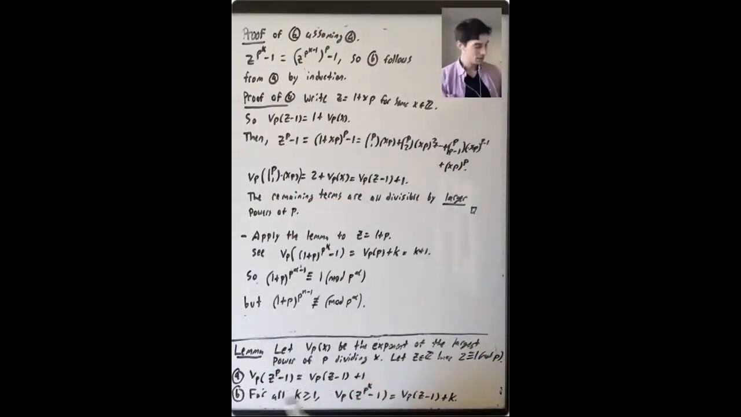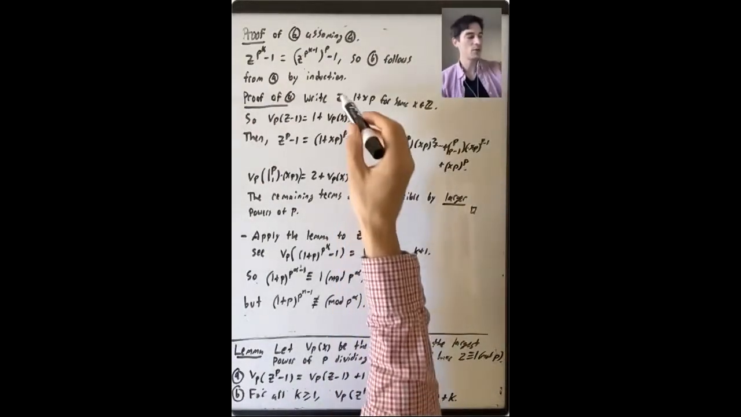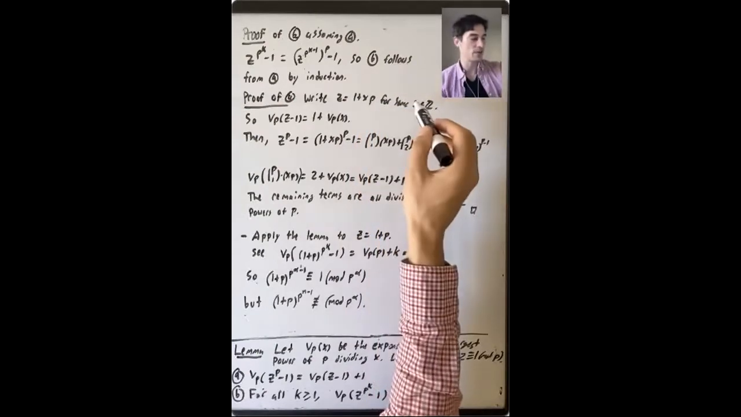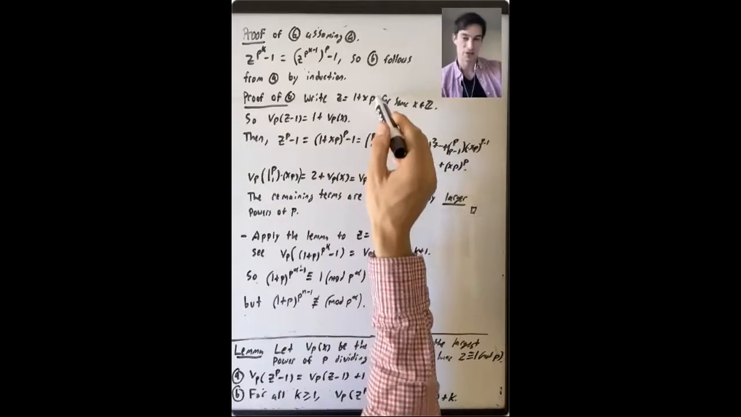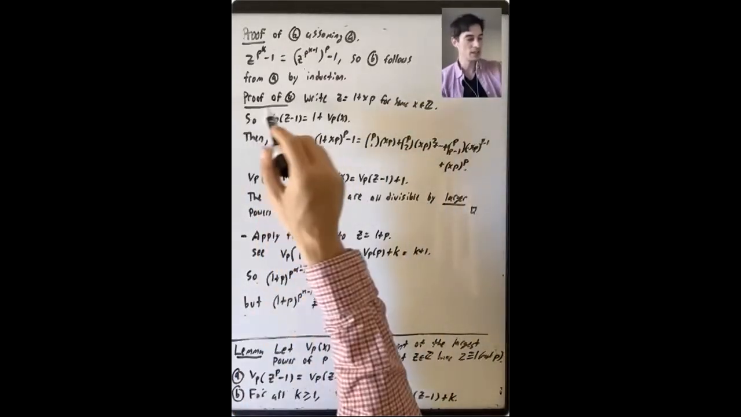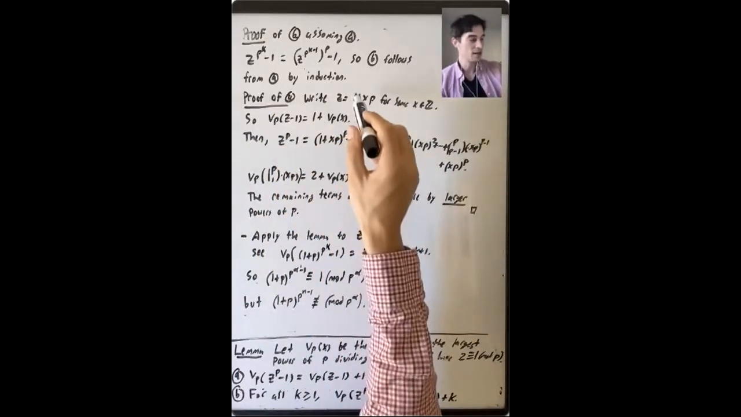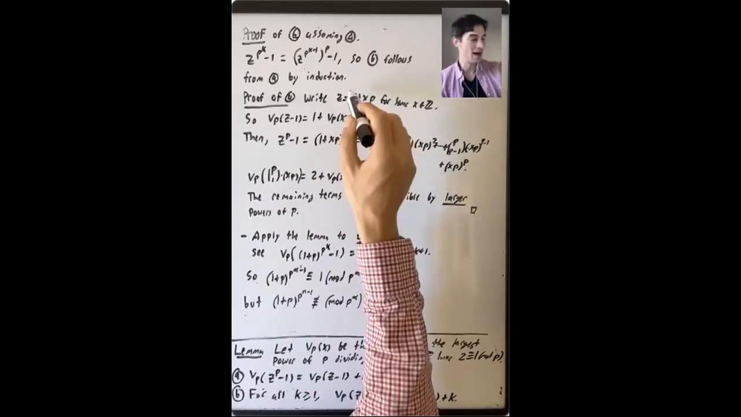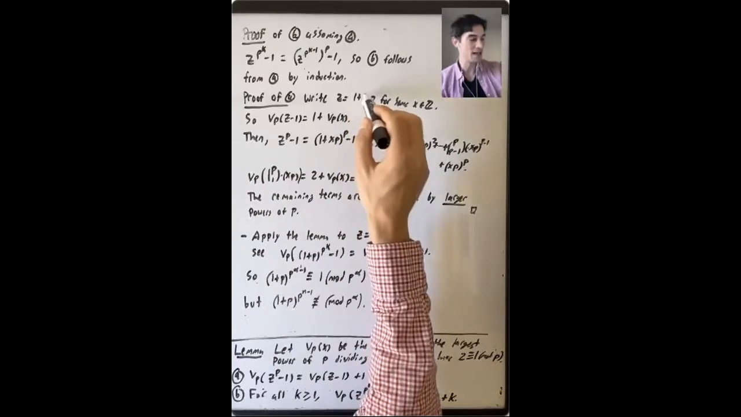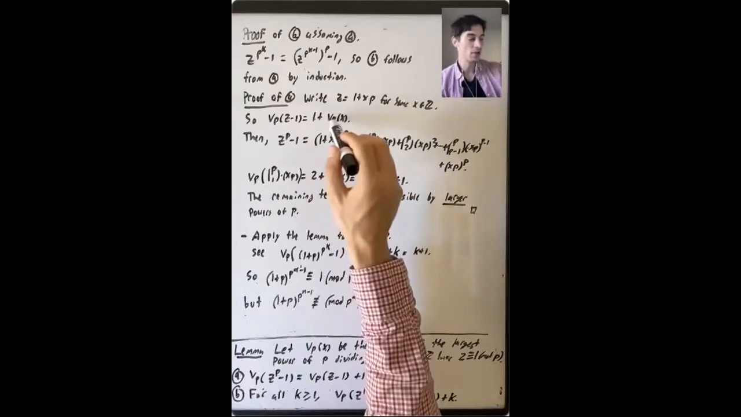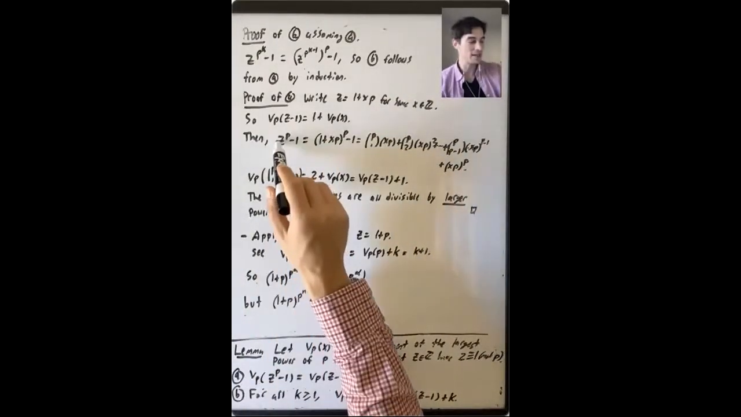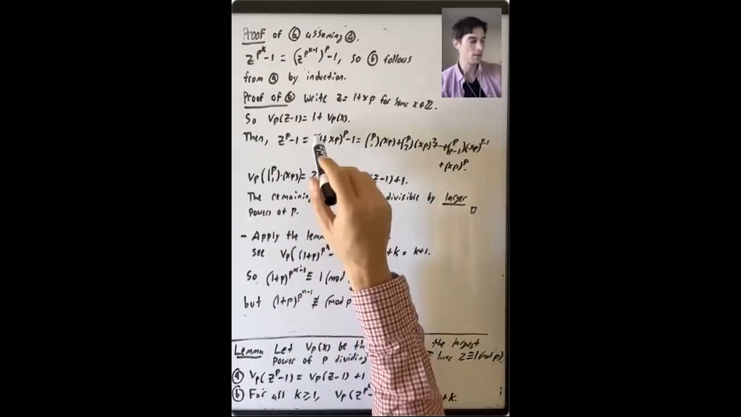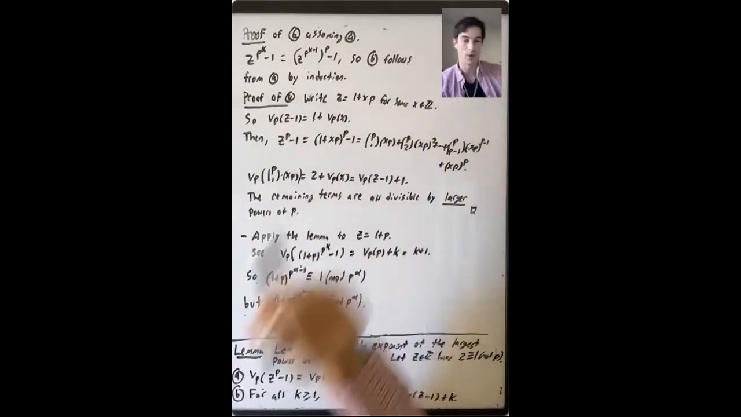Okay, so now let's prove A. So we're going to write z equals 1 plus x times p for some x in the integers. And we can do this because we know that z is 1 modulo p. So what is vp of z minus 1? It's vp of x times p, which is 1 plus vp of x. Okay, so now what happens when we take z to the p minus 1? It's 1 plus x times p to the p minus 1.